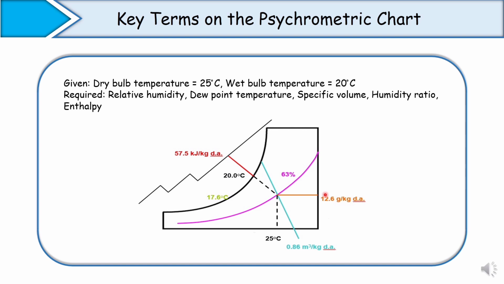Even we have psychrometric software also, and that also we'll discuss: how to find the properties of air with the help of psychrometric software. So this is all about the key terms on the psychrometric chart.